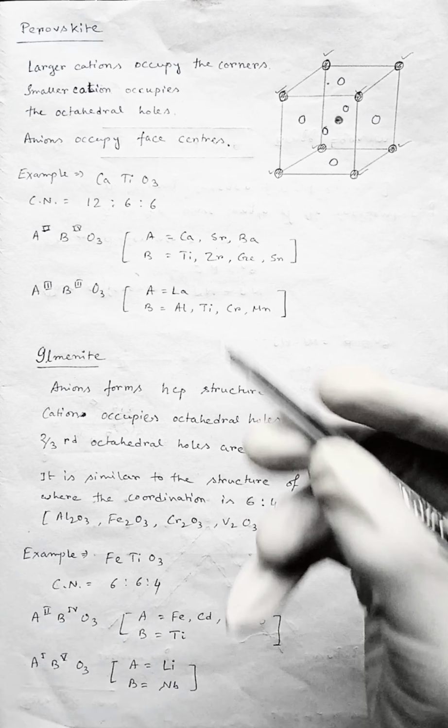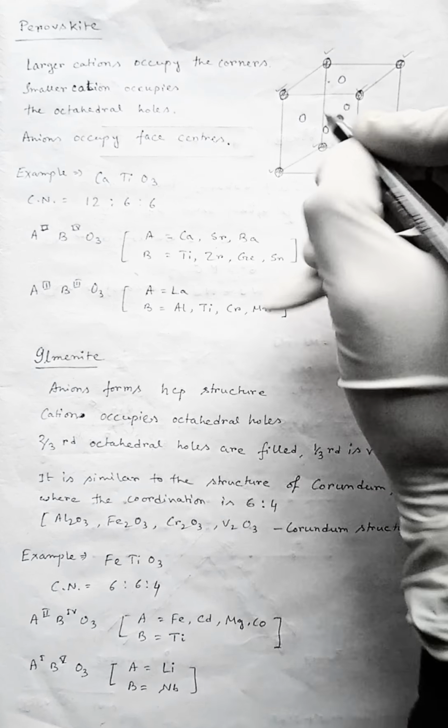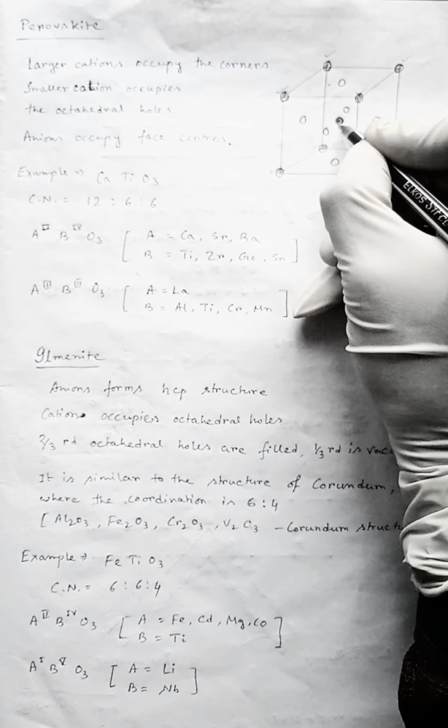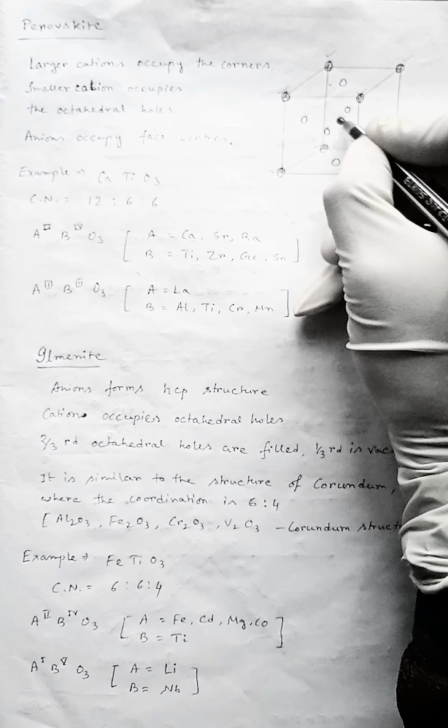Not only this, but all the octahedral holes are occupied by smaller cations. And the anions occupy face centers. So these hollow circles are the anions. These corner ones are the cations of larger size. So these 8 are the cations of larger size, and this one is the cation of smaller size.